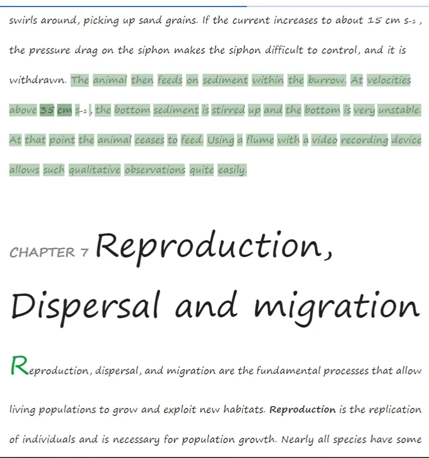At velocities above 35 centimeters per second, the bottom sediment is stirred up and the bottom is very unstable. At that point, the animal ceases to feed. Using a flume with a video recording device allows such qualitative observations quite easily.